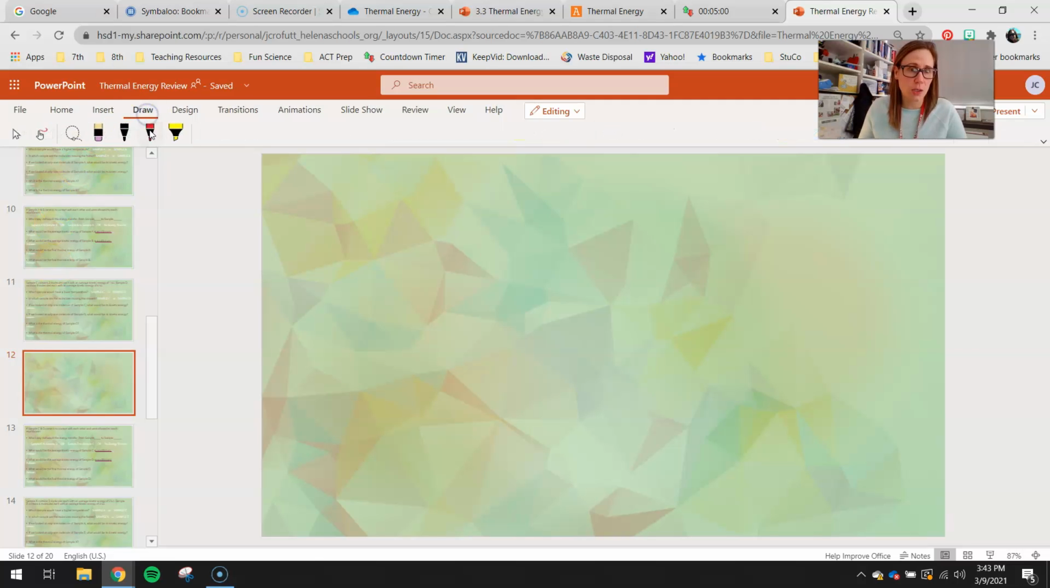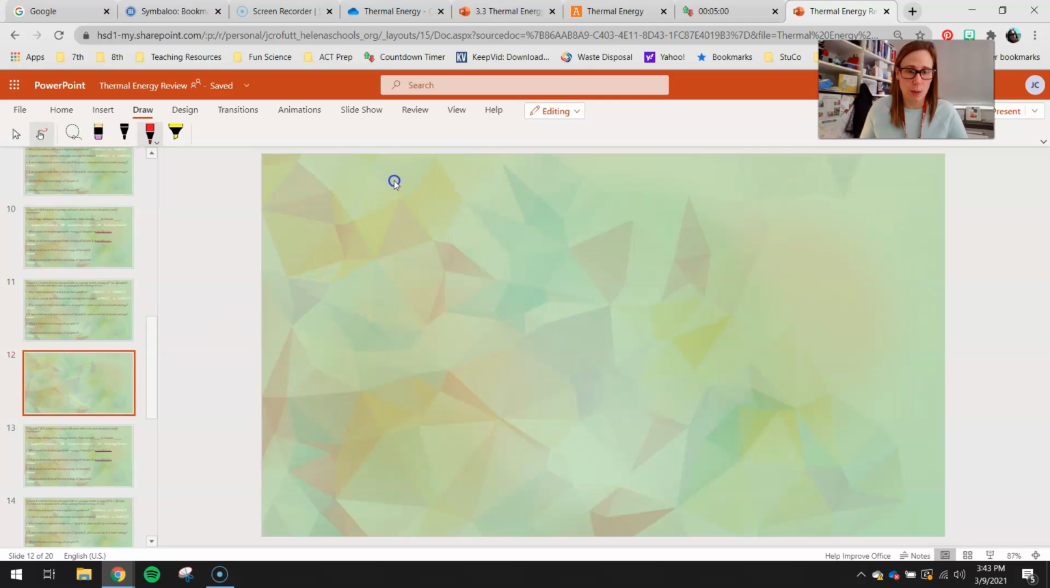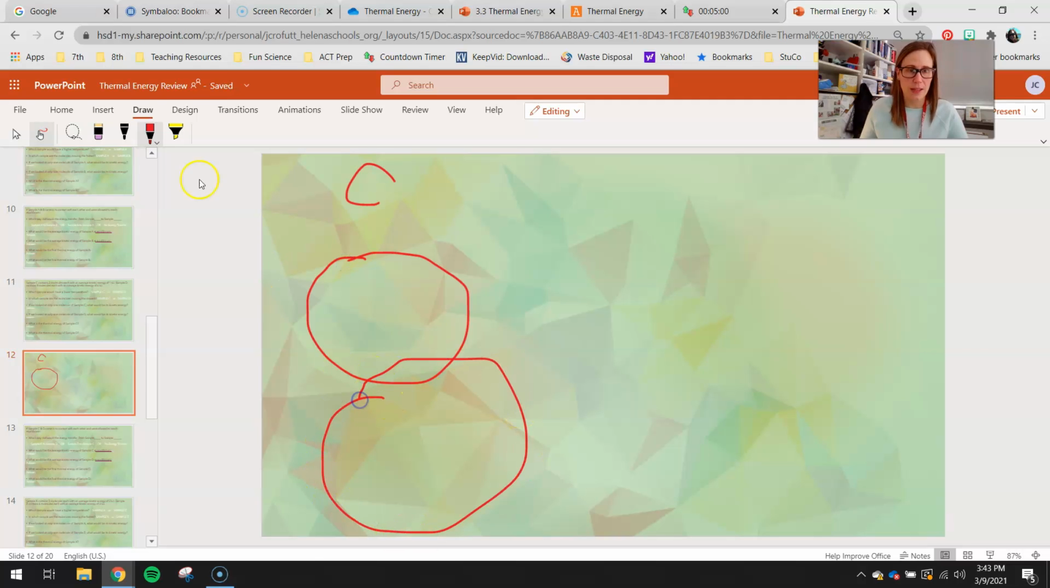So I'm going to use the draw tool on this to show you guys how to do this example. All right, so sample C contains 2 molecules, each with an average kinetic energy of 1 kilojoule. So I'm going to have sample C right here. I'm going to draw my 2 molecules. And then, oh wow, that's a crazy molecule. And then I'm going to do some little dots in here to represent my 1 kilojoule of average kinetic energy. That means each molecule has 1 kilojoule of energy.